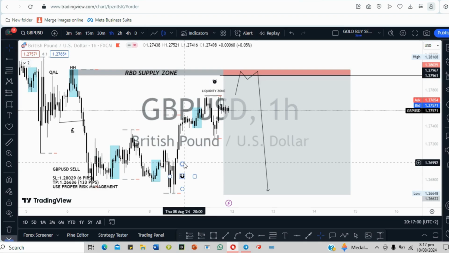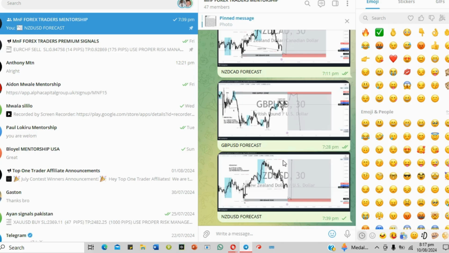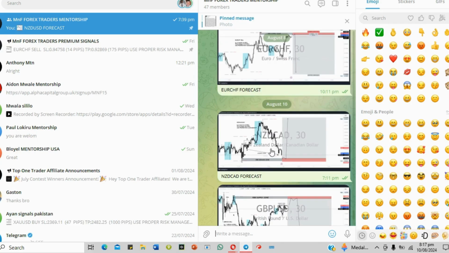And when I do, I'm going to share this signal in our signals community. The forecasts have already been shared in our private community, as you can see right here. Once the market comes to our area, I'll be able to share those particular trades in our premium signals community. So that's how it is, guys.